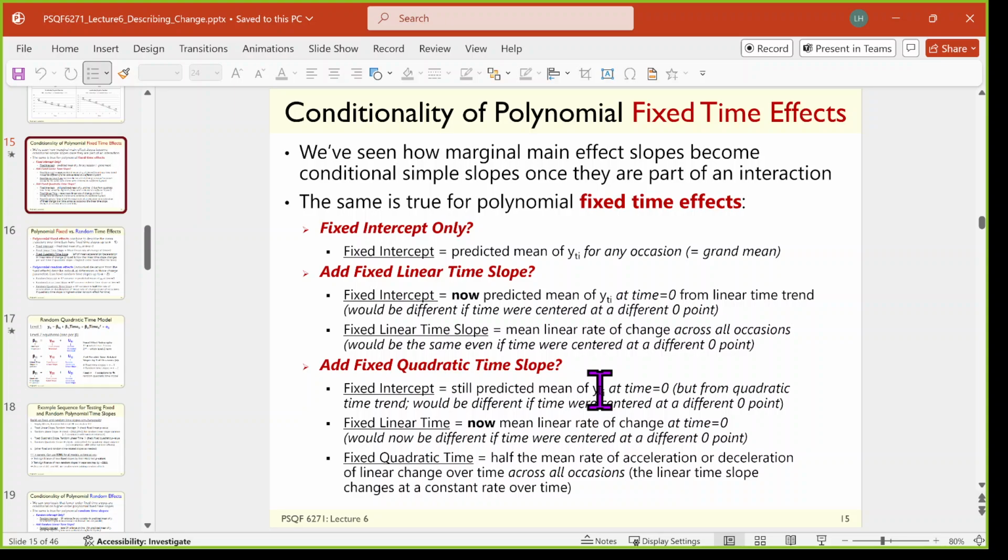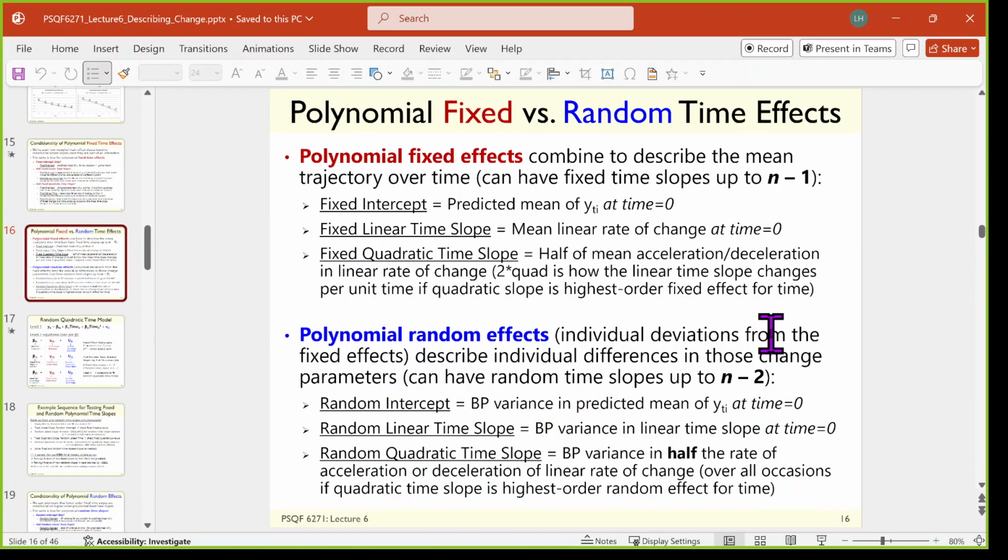On the random side, though, there's a different rule in place. So let's pick up with that. So this is slide 16, and then we'll do some notation.